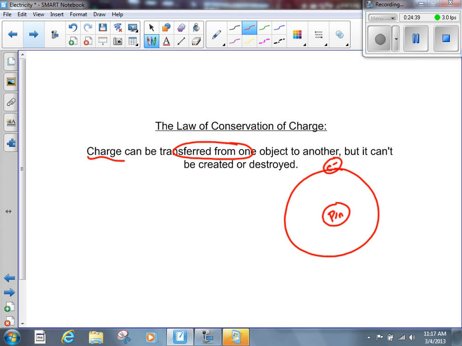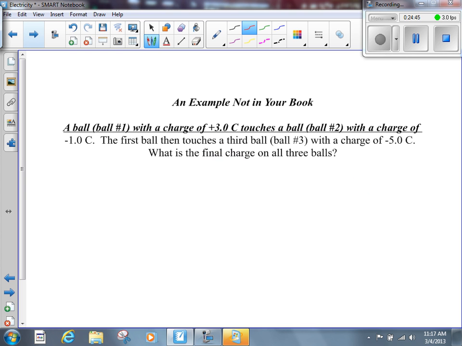It can be transferred from one place to the other. There's a whole lot of implications of that. Only one implication that I want to really talk about today. And that goes to this example, this mathematical example.